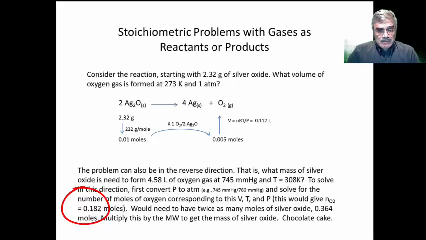Now, once we have that number of moles of oxygen, how many moles of silver oxide would we need to have started with? That's right, twice that many. And once we had that number of moles of silver oxide, we multiply by the molar mass of silver oxide, and we get the mass that we have to start with in order to produce that volume of oxygen gas at that temperature and that pressure. And as I say, this is just chocolate cake.